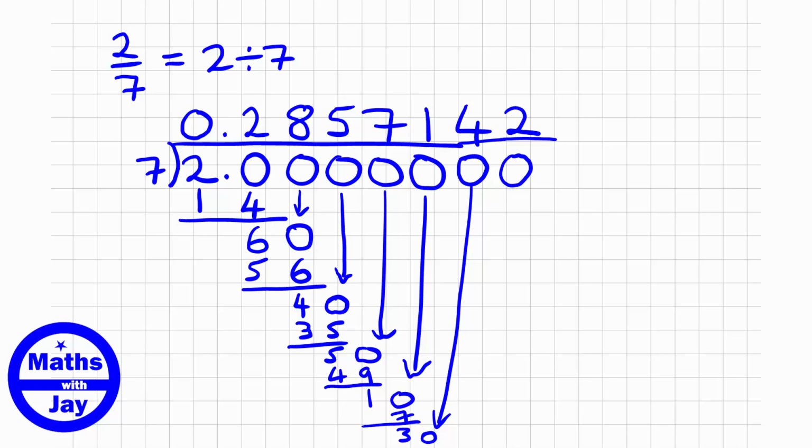We're going to get 0.285714, 285714, and so on, forever. But luckily, mathematicians have got a way of showing this, and we just put dots on top of the number. So we don't actually need to write this bit down. All we do is put a dot on the first number that's repeating and a dot on the last one, and that means that all those digits are repeating. So that's looking at using long division to do this division.